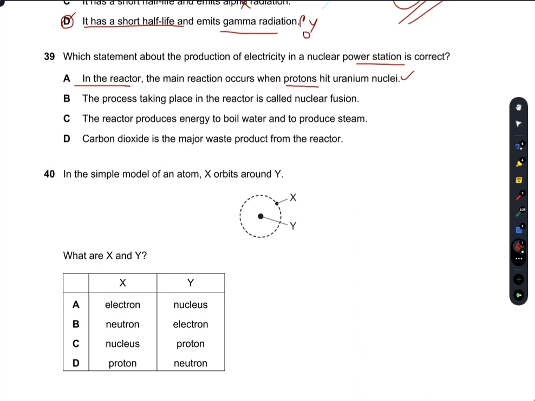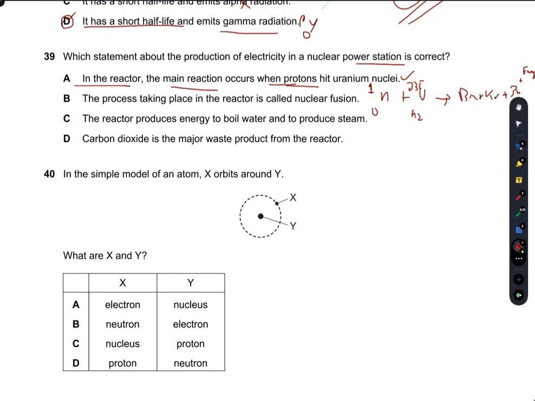So C is true. Whereas for A, the main reaction occurs when a single neutron hits uranium nuclei, and the reaction will proceed. It will give us many products like barium plus krypton plus three neutrons along with energy. So the main reaction occurs when a neutron, not a proton, hits uranium nuclei. The reactor produces energy to boil water and to produce steam. This is definitely true. The steam produced then helps us in manufacturing electricity.